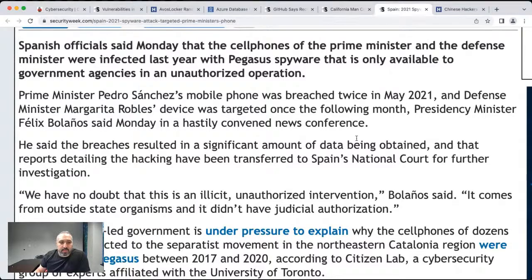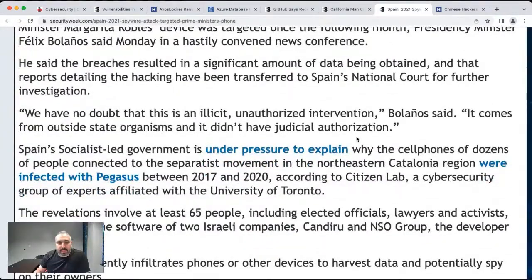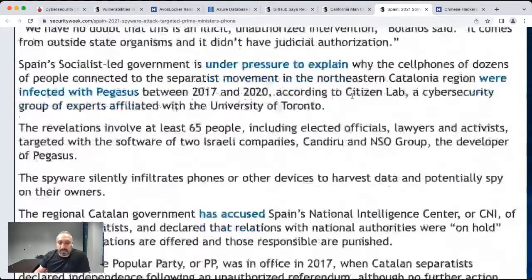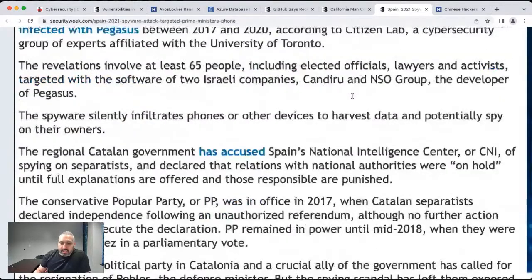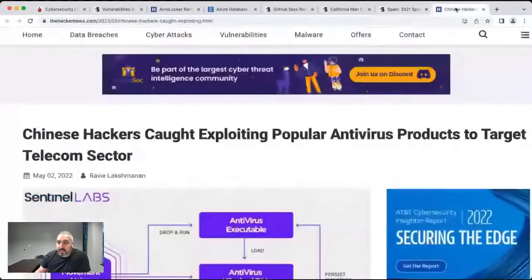According to Félix Bolaños on Monday, he's the presidency minister, the breaches resulted in a significant amount of data being obtained, and reports detailing the hacking have been transferred to Spain's National Court for further investigation. Again, whoever used Pegasus was another government. Espionage has been going on for as long as countries had borders and people had devices or just spoke in a town square. So it's just another story on Pegasus, another story of how this actually takes place.